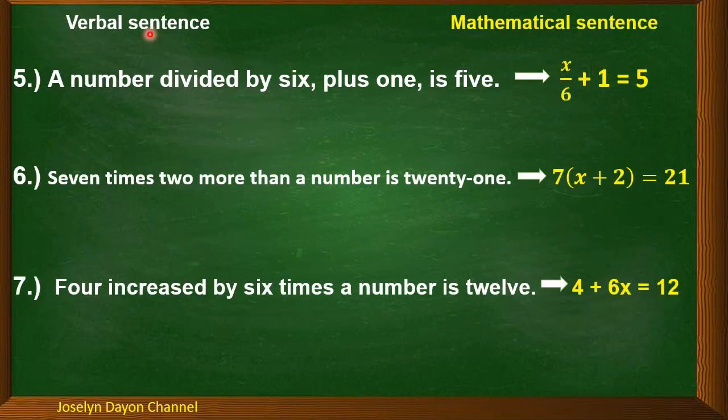Now let's have verbal sentence to mathematical sentence. A number divided by 6 plus 1 is 5. So we have here x over 6 plus 1 equals 5. Number 6 example: 7 times 2 more than a number is 21. So we have 7 times the quantity of x plus 2 equals 21. Next, 4 increased by 6 times a number is 12. So we have here 4 plus 6x is equal to 12.